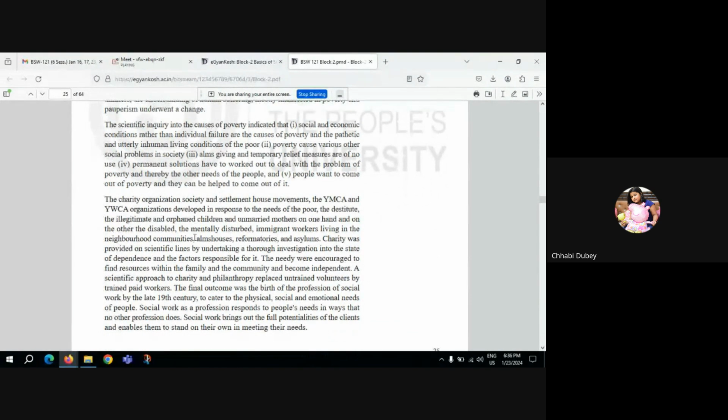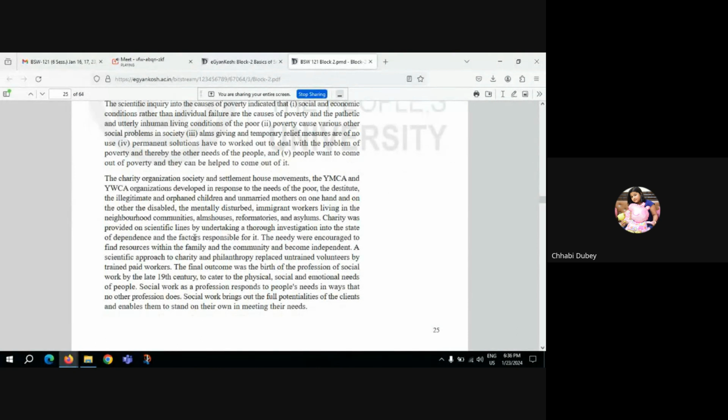They had to be assisted either by the government or by some other agencies who would be willing to look after their needs. And charity was provided on scientific lines by undertaking a thorough investigation into the state of dependence and the factors responsible for it. So these organizations, which grew at that point of time, started to look at social problems in a very scientific manner.